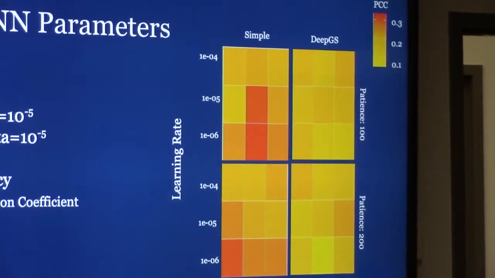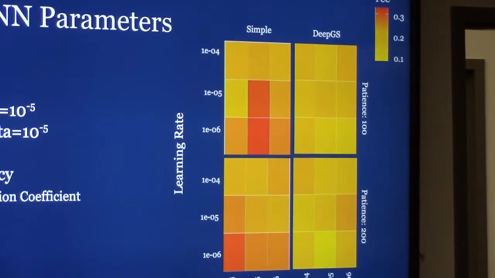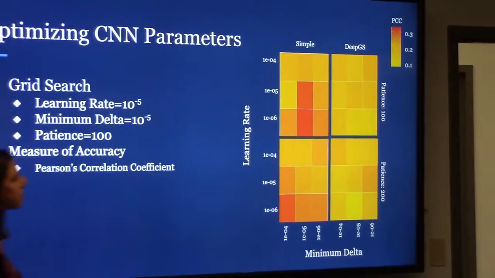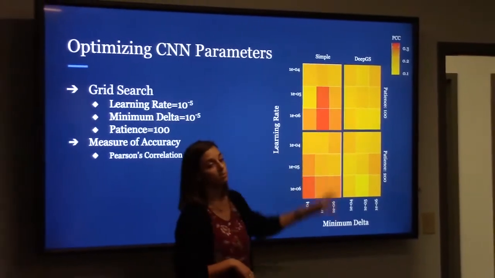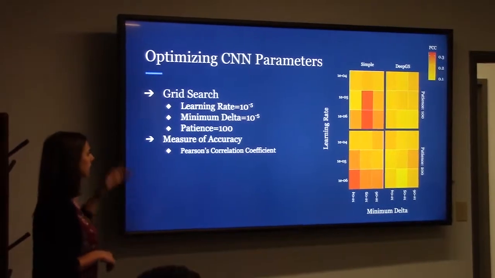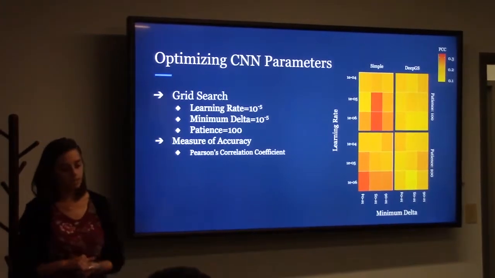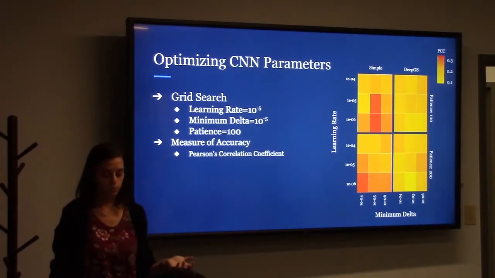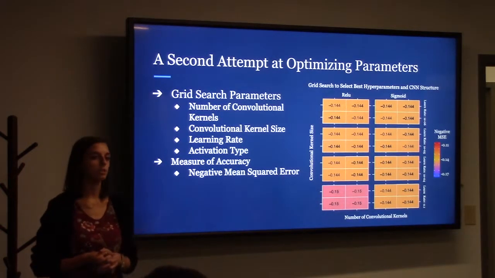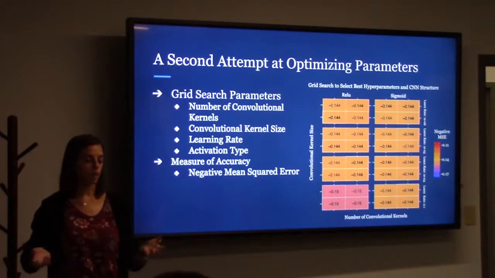As you can see there's only 3 orange boxes, which is not really great, and the rest of them are yellow. In fact, the Pearson's correlation coefficient is actually 0.1, which is pretty terrible. Here we're only looking at things like learning rate and minimum delta, and so we decided to do another grid search with more parameters that are related to the actual structure of the model.